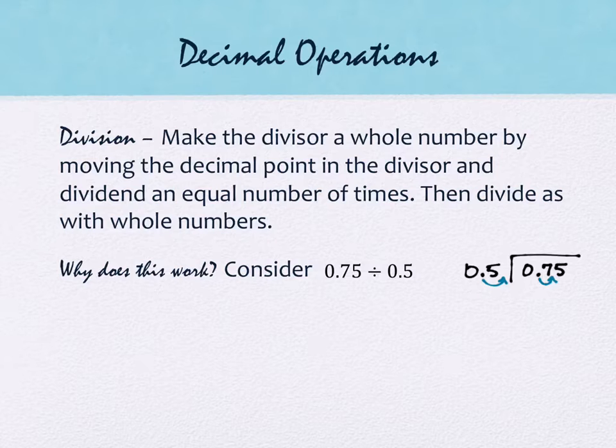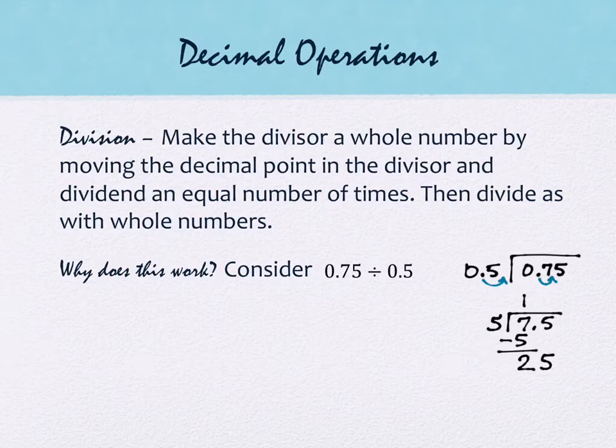So I'll rewrite what it changes to just for clarity's sake. Now I will be dividing 7.5 by 5. And that's what it really says. Okay? And then I just do it, piece by piece. So 5 goes into 7 one time. 1 times 5 is 5, and I subtract. This gives me a 2.